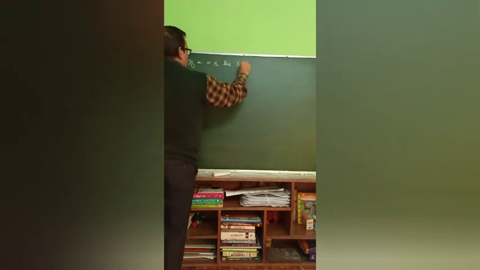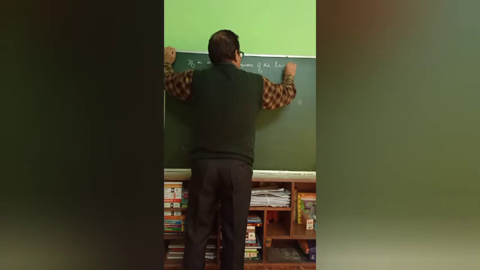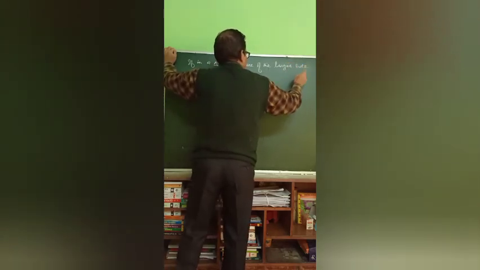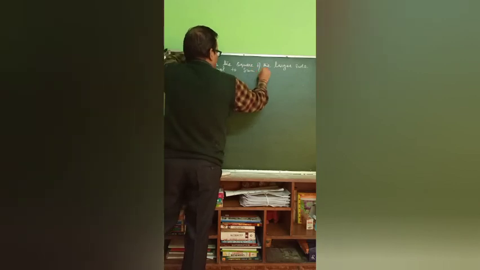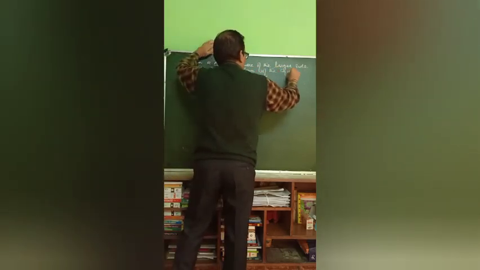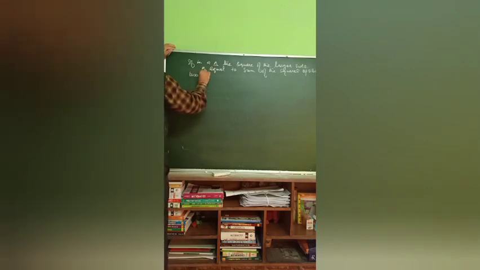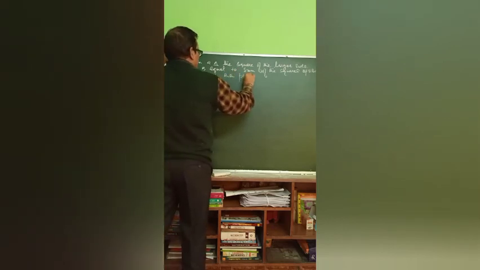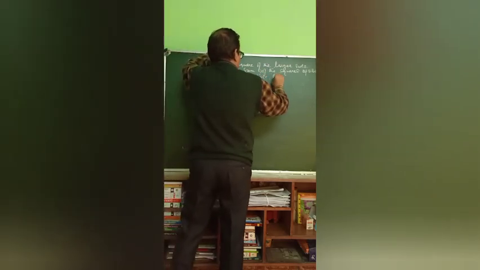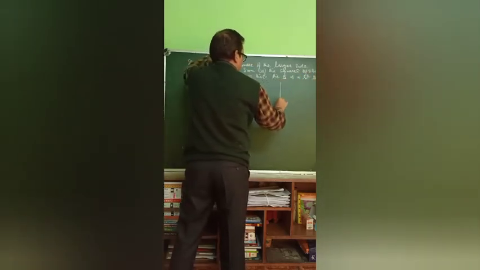If in a triangle, the square of the hypotenuse, the square of the larger side, is equal to the sum of the squares of the other two sides, then prove that the triangle is a right triangle. So we are having a triangle ABC.